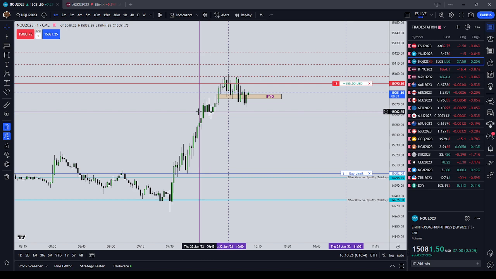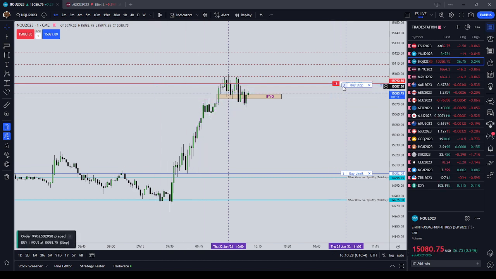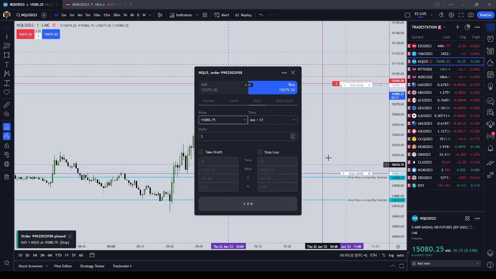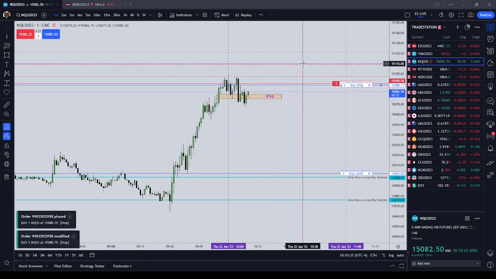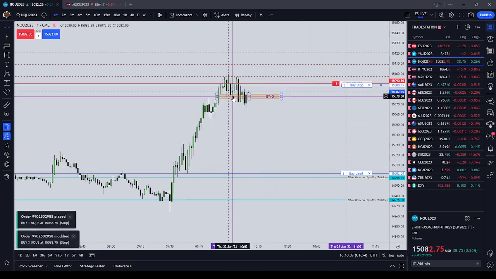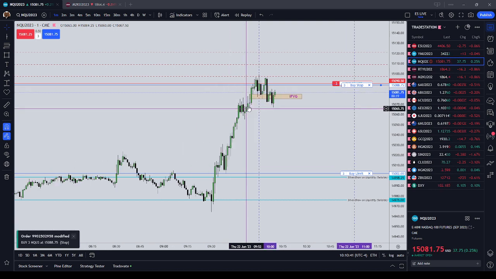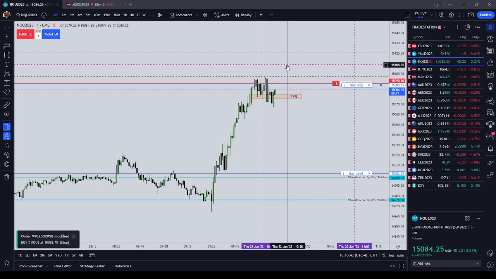Probably just going to put that stop right there at break even because I don't really want to take a loss on this, to be honest with you. Just get back in later if I take a loss. Because it might want to come and trade back further into this order block.